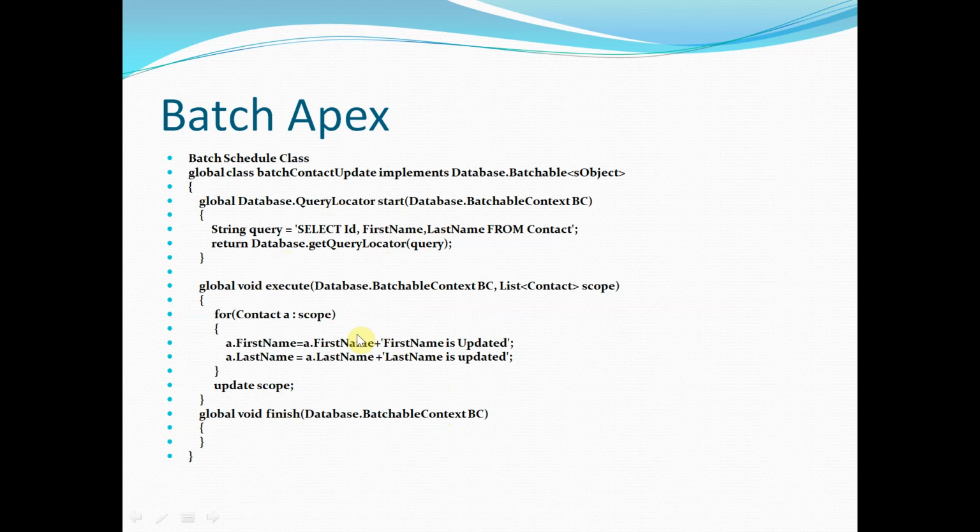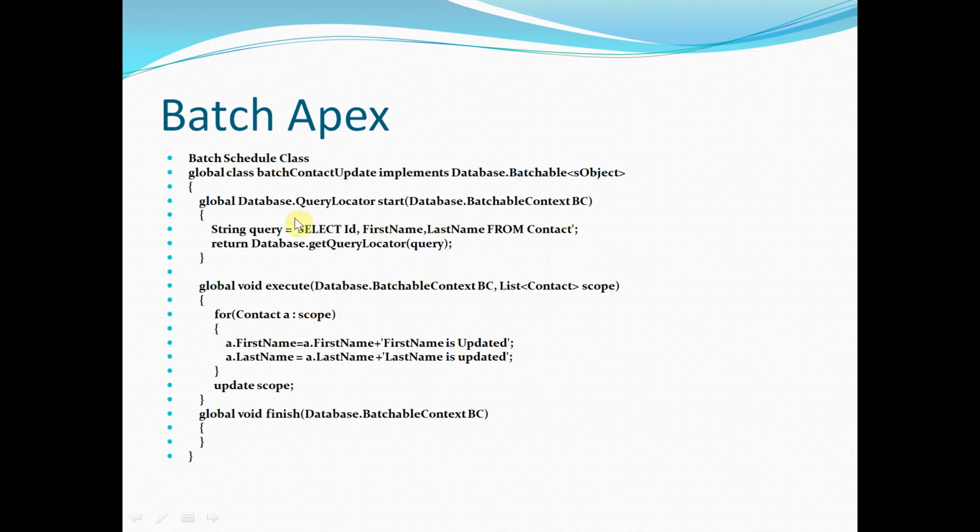Basically, batch Apex implements Database.Batchable, and in that you'll have three methods implemented: start, execute, and finish. The start runs once and finish runs once, as mentioned. The execute will run for all the records in the query. For example, first you say global Database.QueryLocator start and you pass Database.BatchableContext. These are the parameters that you need to pass.